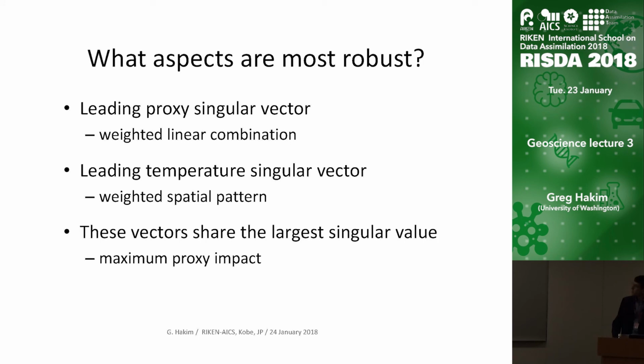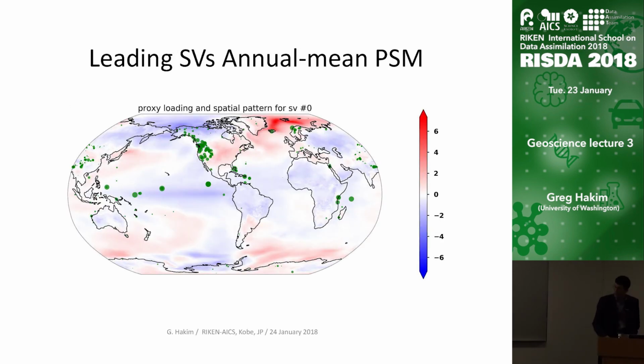All right, this is the last little bit here. So what aspects are most robust? Again, this leading proxy singular vector is a weighted linear combination. The other one tells us this is the first one of the measurements, second one of the patterns. And we can look at how they go together. So here's an example of the leading spatial pattern that goes with the weight on the proxies. You can see here the size of the symbol shows how much weight that proxy got in the linear combination that goes with this pattern.